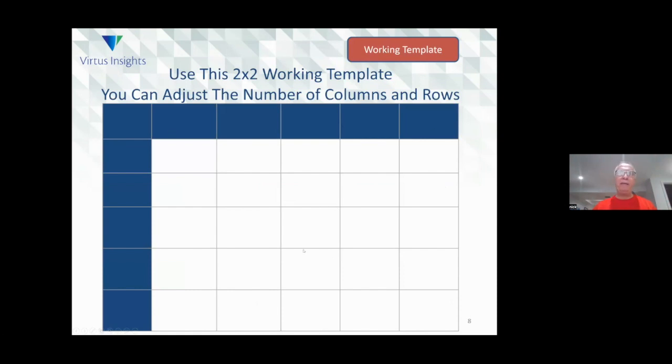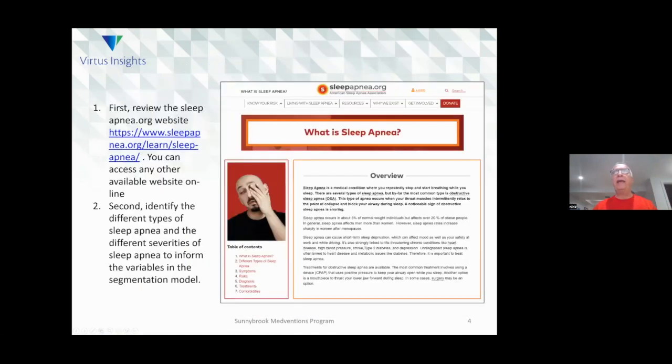then populate these variables. And once again, that website is www.sleepapnea.org. I will keep this up so you have it with you, or if you can just write this down, I will let you all go. I will see you in 30 minutes.